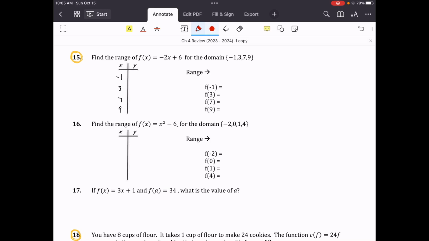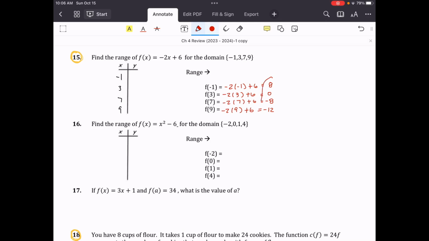So if I start with -1, and I plug -1 into that equation, I've got -2 times -1 plus 6. -2 times -1 is a positive 2, plus 6 would be 8. Then I've got f of 3, so that's -2 times 3 plus 6. -2 times 3 is -6, plus 6 would be 0. Then I've got 7, so -2 times 7 plus 6. -2 times 7 is -14, plus 6 would be -8. And then last but not least, -2 times 9 would be -18, plus 6, which gives us -12.